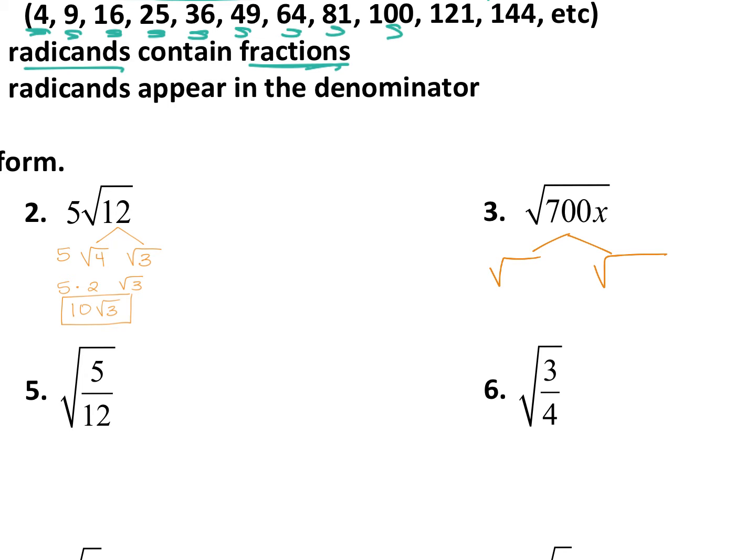100 would be the perfect square, right? So we're going to go 100 right here, but then we're left with a 7 and an x. Don't forget about the variable. The square root of 100 is what? 10. And then you have the square root of 7x. We can't do anything to that, so that's our final answer: 10 times the square root of 7x. Questions on that?